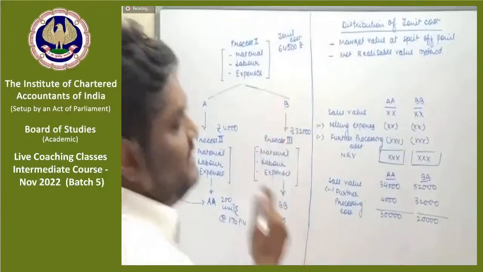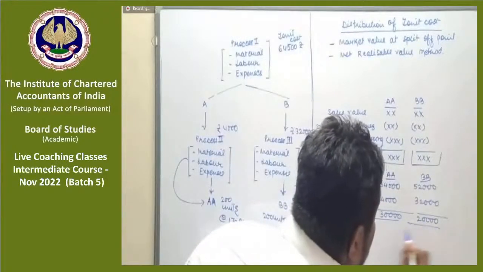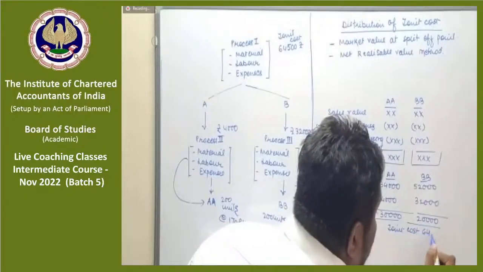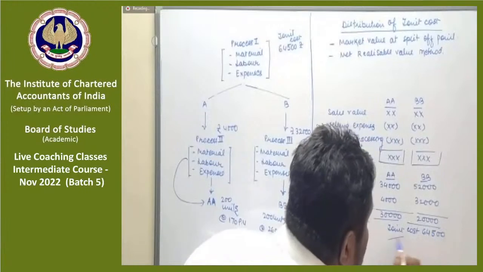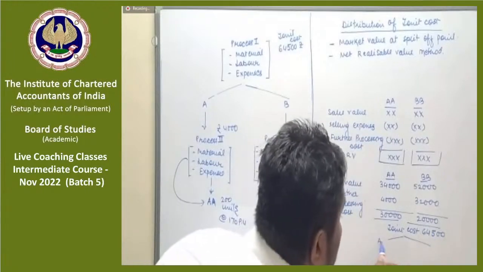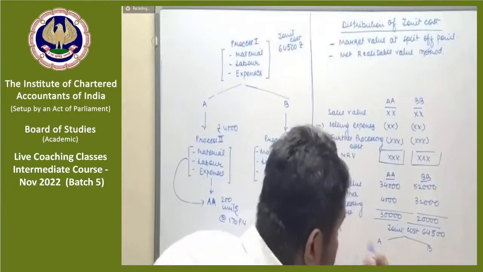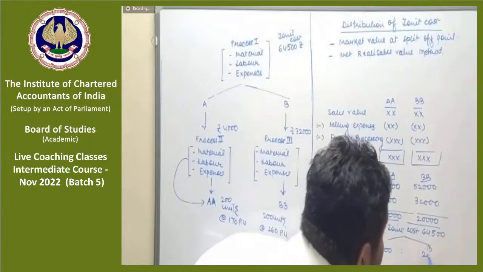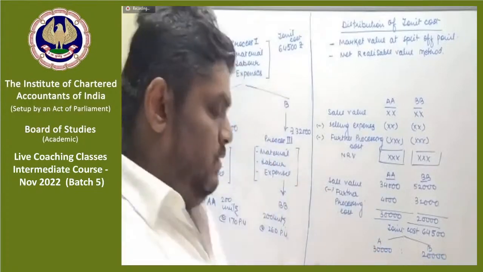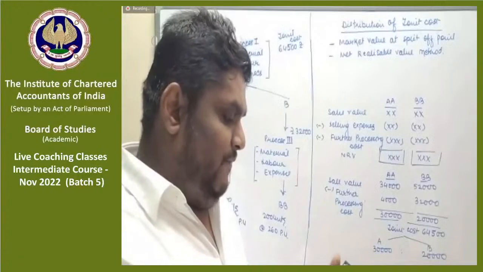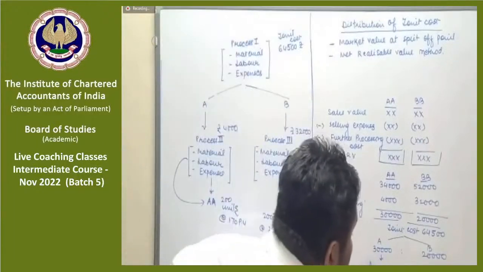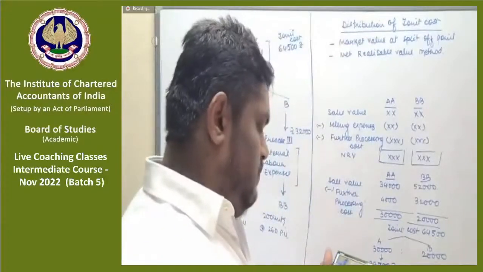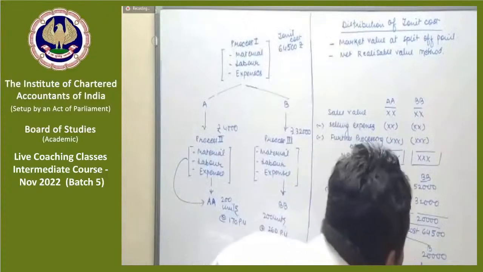So my joint cost is 64,500, which will be distributed in the ratio of 30,000 to 20,000, that is 3 is to 2. So 64,500 divided by 5 into 3 is 38,700 rupees, and the other share is 25,800.